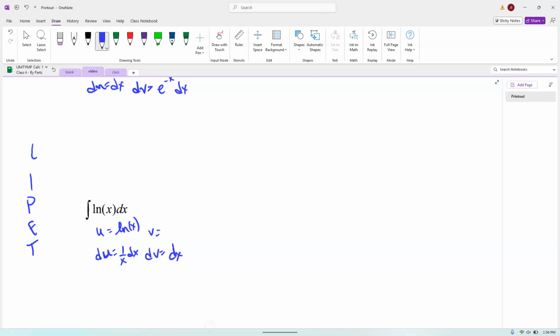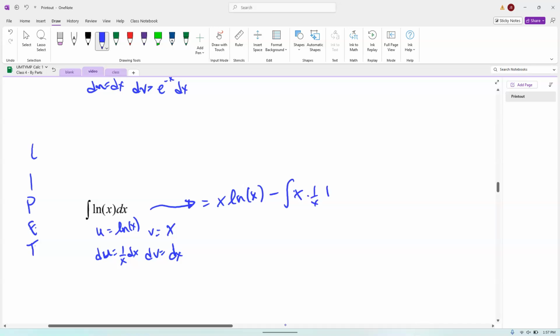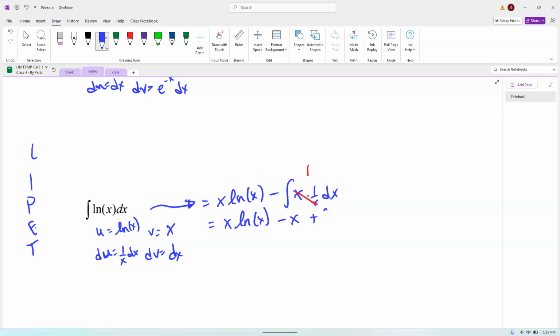That's a polynomial, right? We end up with no trigs, no exponentials, but we'd have a polynomial, which is dx, making v just x. So then that means that this whole thing would be uv, so you could write it as x natural log of x, and then minus the integral of v du, times 1 over x dx. Those would just reduce to 1. And so then when we integrate, this ends up being kind of nice. x ln x minus x plus c.